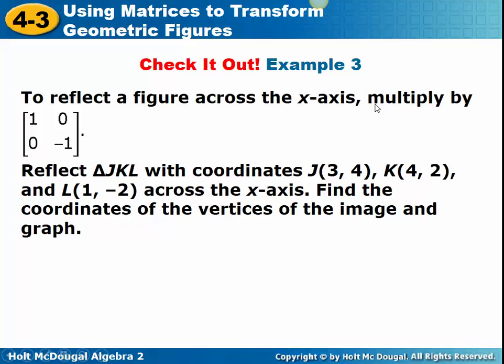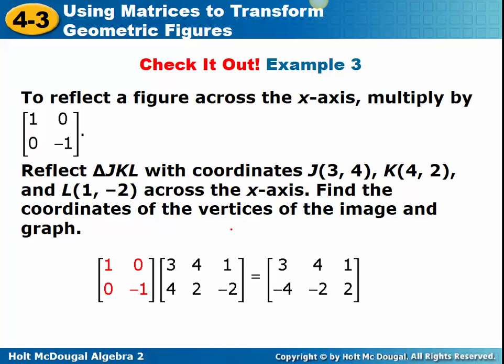Okay, if you're reflecting about the x-axis, then you use [1, 0; 0, -1]. Again, that has to be written first. And then you write your pre-image, and then you multiply. So 1, 0 times 3, 4, this row times this column is just going to be 3 because of the zeros. And then this will be 4 and this will be 1. So the x-coordinates will all stay the same.